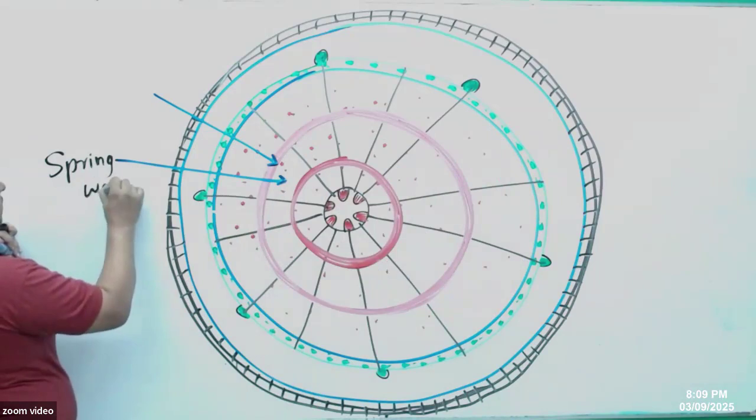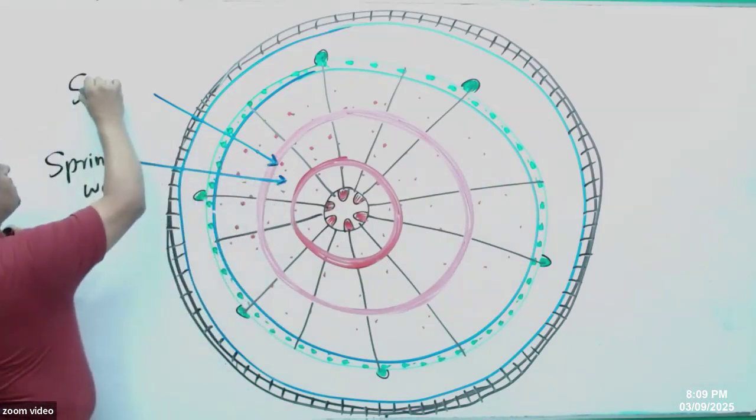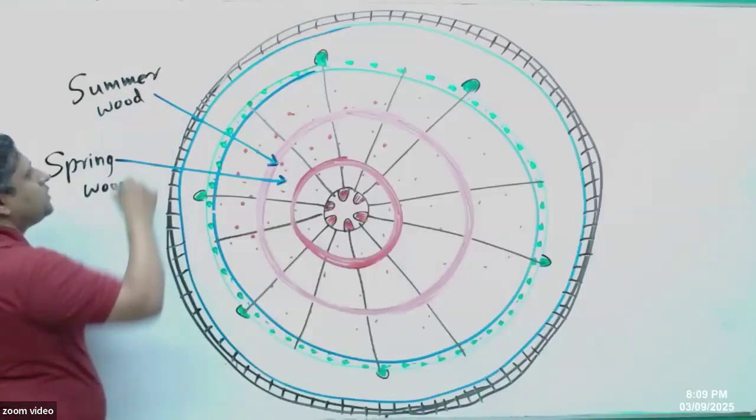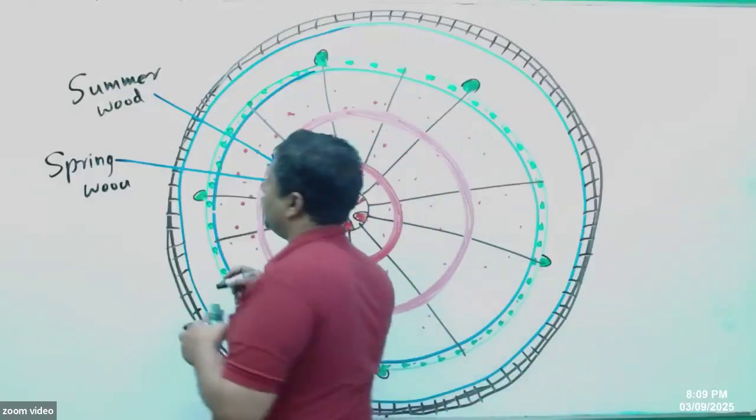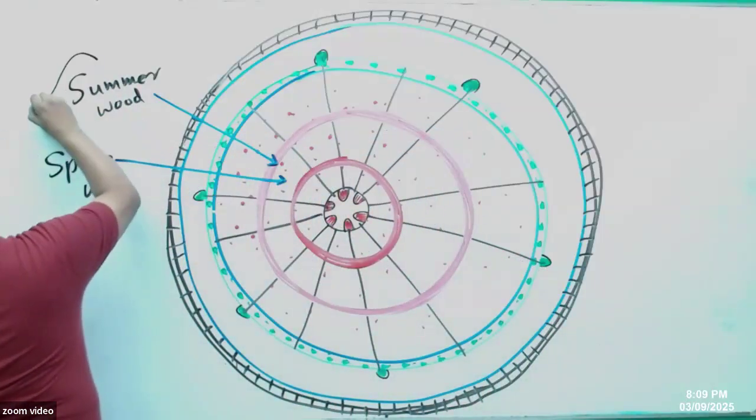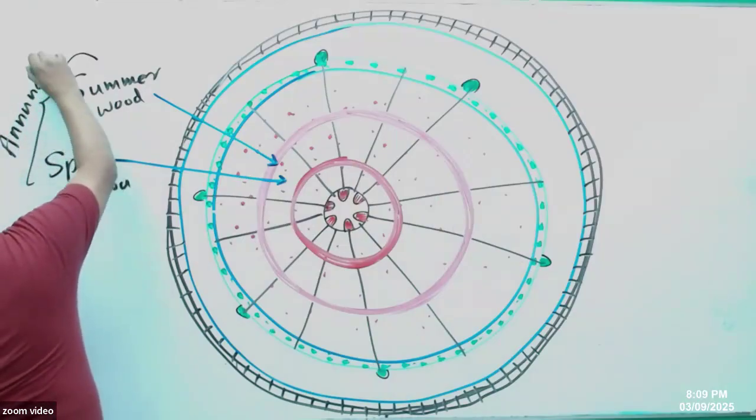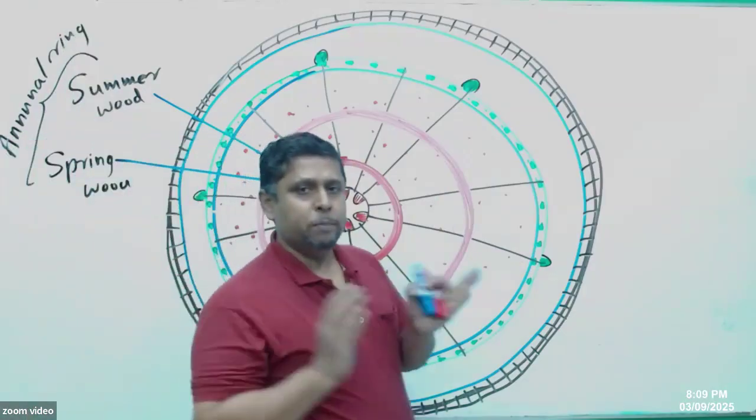And then the unfavorable time period wood, what do you call that? The summer wood. Spring wood and the summer wood. Now, together, what do you call these two? These two together, what do you call? Annual ring. Annual ring occurs in temperate region.